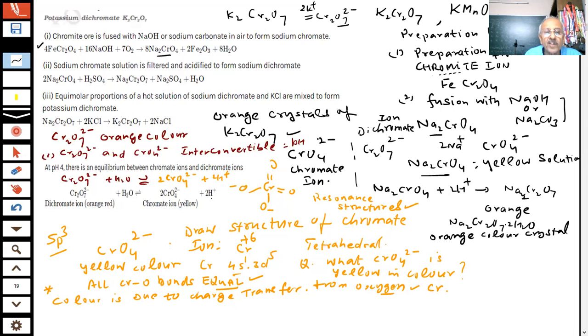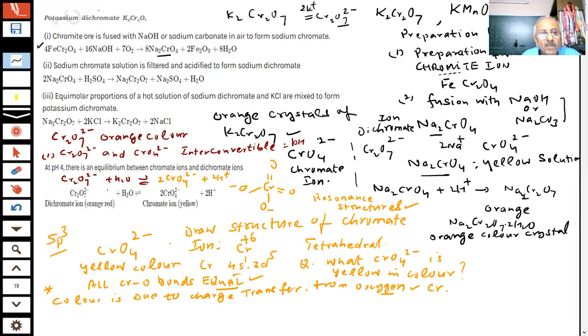If you add acid, what will happen? pH will decrease, then H plus ion becomes more. If H plus ion is increased, which side will it shift, students? Le Chatelier's principle will drive it towards this side. So what will happen? Chromate ions will get converted into dichromate ions.